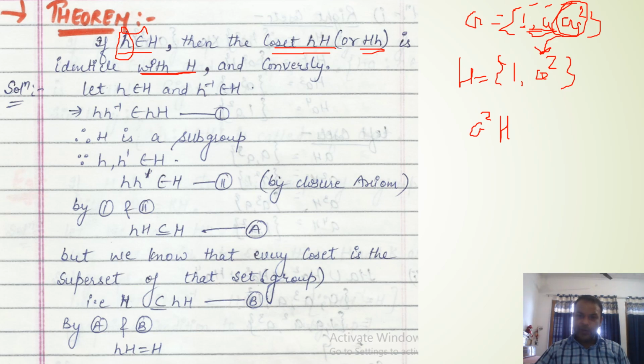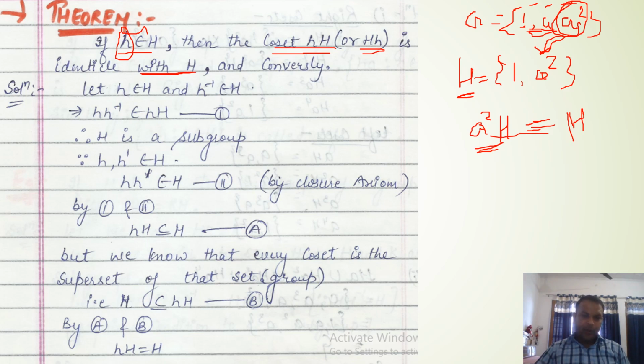So obviously A square H will be a left coset. In this scenario, we will prove that this left coset will be equivalent to, or identical to, H itself. This will only be possible if the coset is created by an element which is already available in H also. So this will be equal to H. So it is stated here.